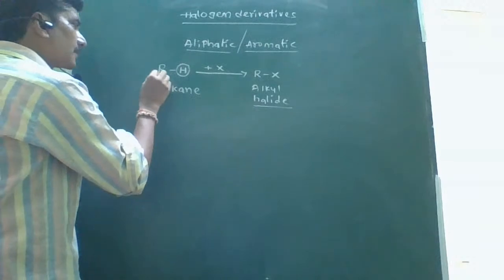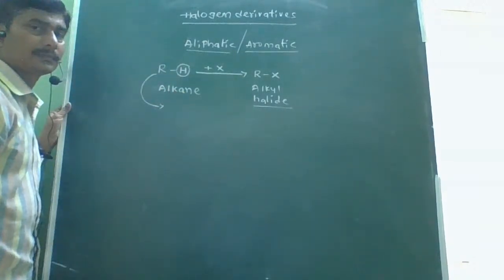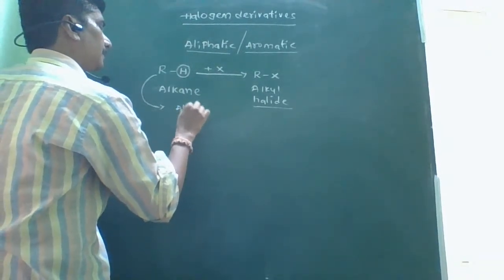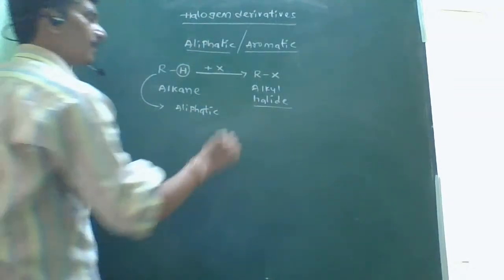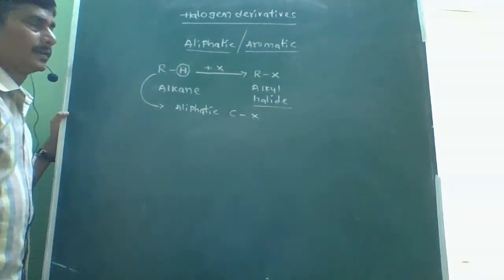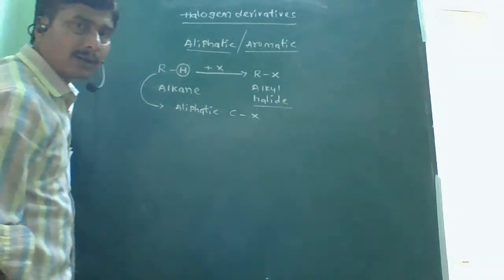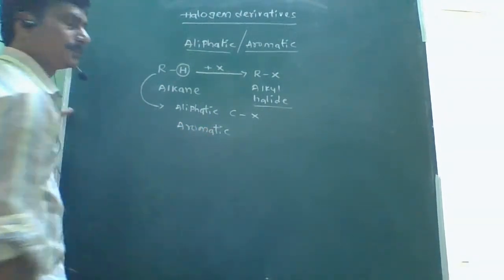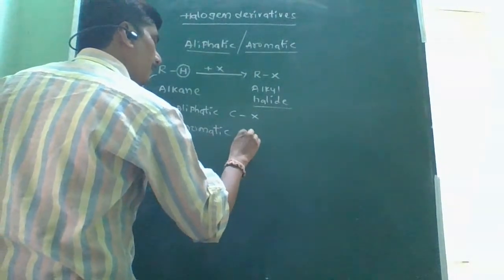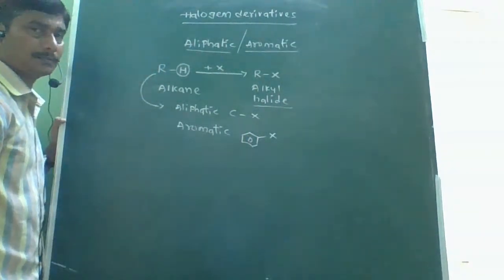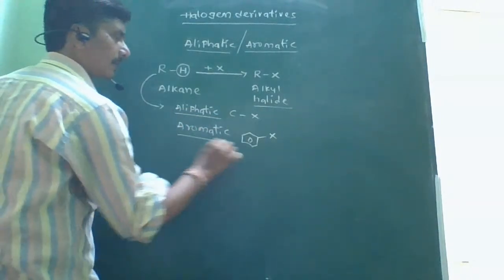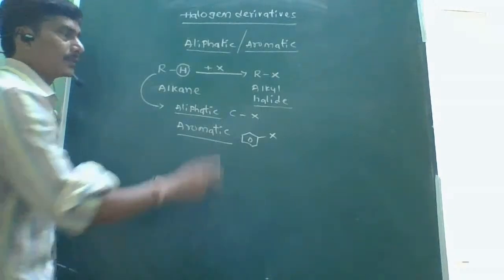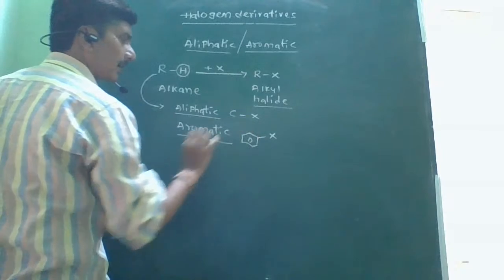In this, R may be aliphatic or aromatic. For example, if it is aliphatic, CX. If it is aromatic, means one of the hydrogen atoms of the benzene ring is replaced by the halogen. Aliphatic, aromatic, both these are hydrocarbons, just replacing one hydrogen. So they are converted into halogen derivatives, may be aliphatic halides or aromatic halides.